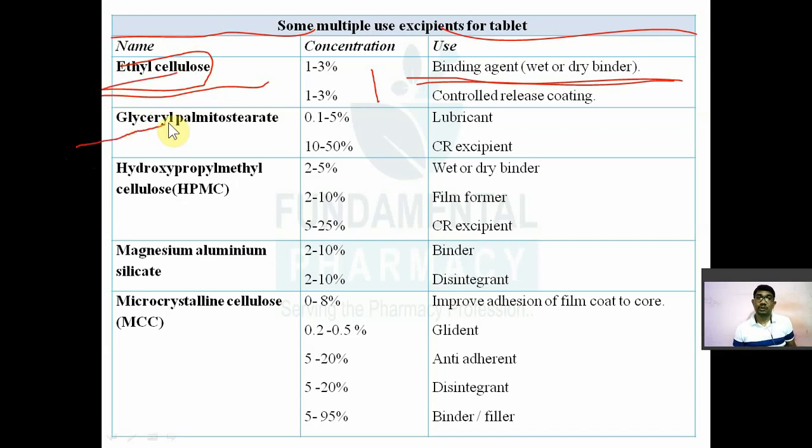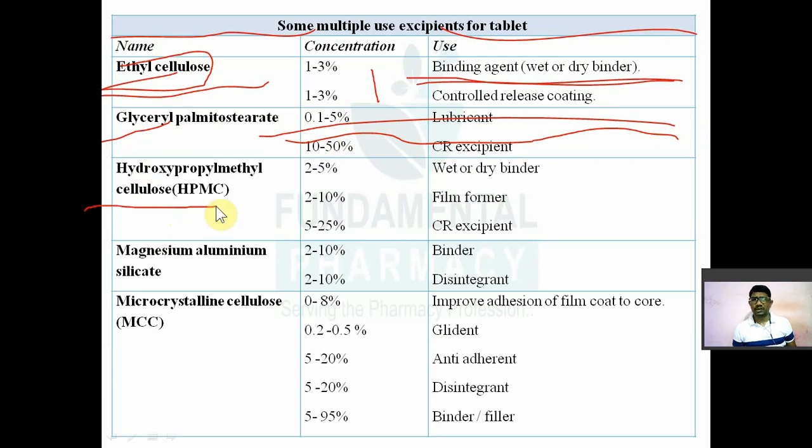Then glyceryl palmitostearate. So glyceryl palmitostearate is used as a lubricant in a concentration of 0.1 to 5%. Then it is also used as a control release excipient in a concentration of 10 to 50%. Then next one is hydroxy propyl methyl cellulose or HPMC.